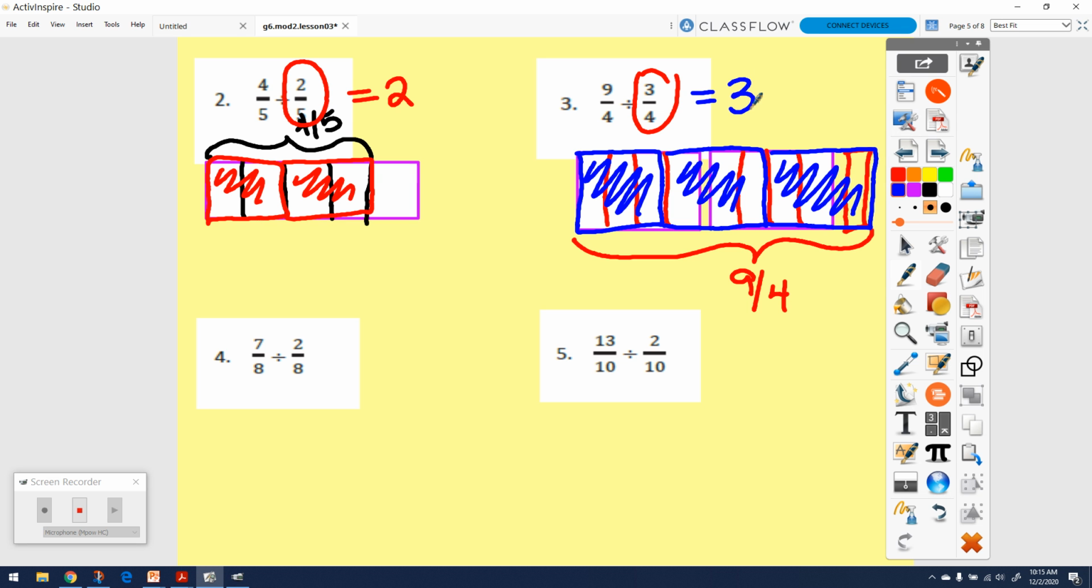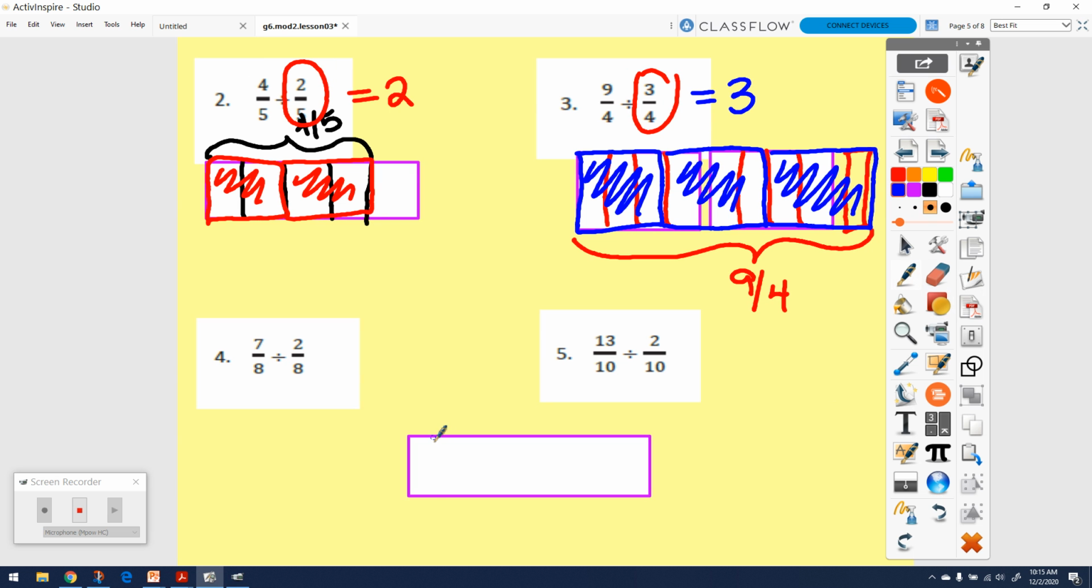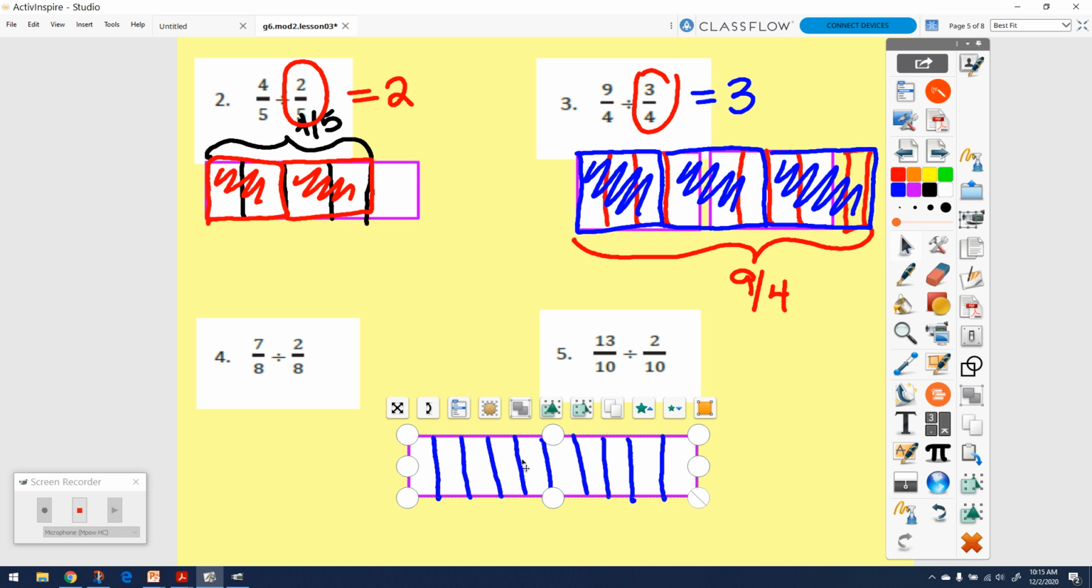I'm going to skip down here to number 5, because that one's going to be another more difficult one like this one was. So I'm going to draw my shape. This one has 10 as my denominator, so I need to cut it 9 times. Okay. And 1, 2, 3, 4, 5, 6, 7, 8, 9, 10. Good. There's my 10 pieces.